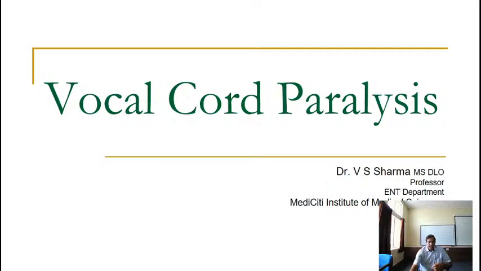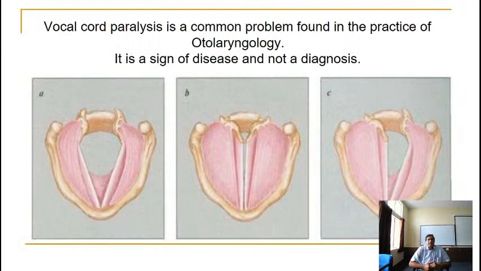With this we have also dealt, I think last class, with the various infections that affect the vocal cords. Today we will deal with an important condition, vocal cord paralysis. This topic is important because as ENT surgeons, we see vocal cord paralysis quite frequently. It is a common problem, and it's a sign of a disease and not a diagnosis.